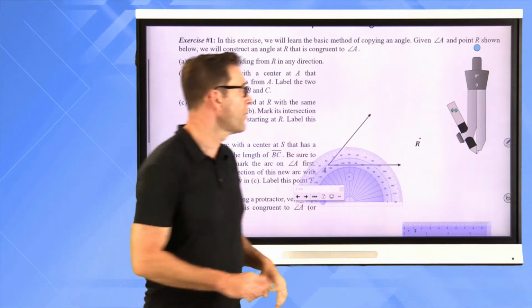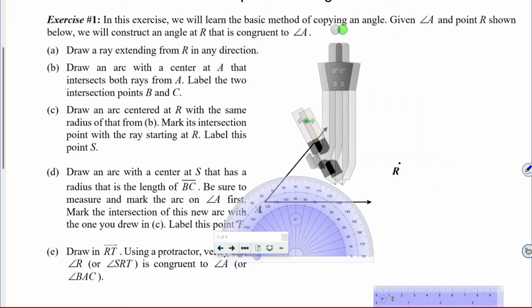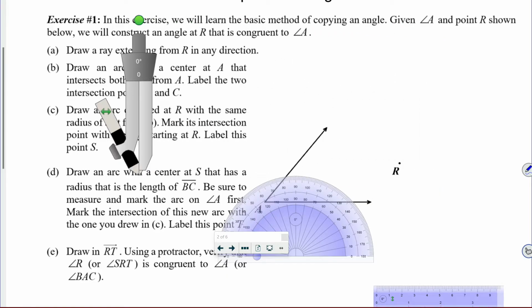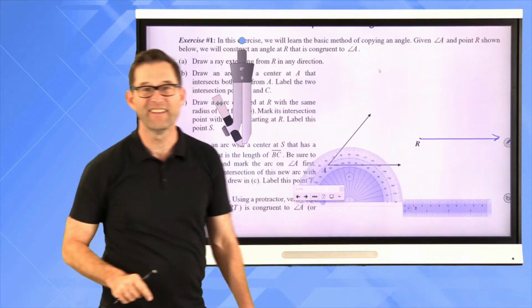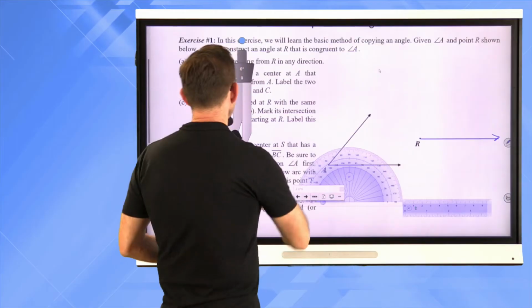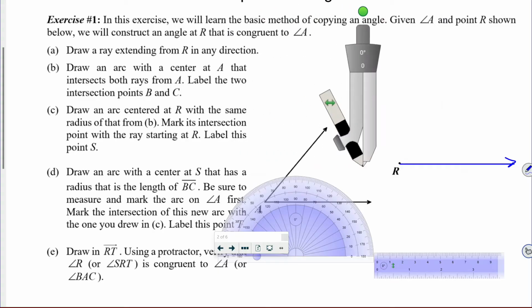Now, it's probably pretty natural if you're going to draw a ray from R that you'll likely draw it more or less horizontal, so that's what I'm going to be doing right now. I've got my ray, and that's one of the two rays of the angle. Simple enough. Let me move my protractor out of the way. Let's take a look at letter B. Draw an arc with a center at A that intersects both rays from A. Label the two intersection points B and C.